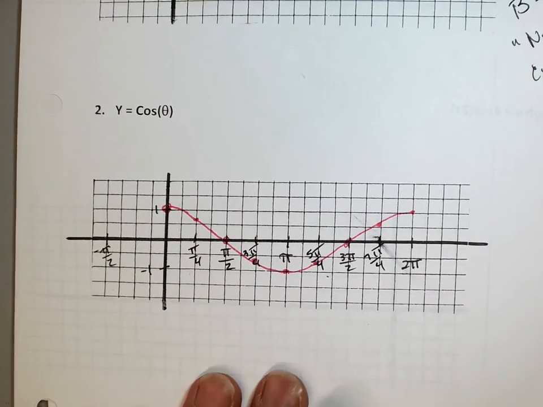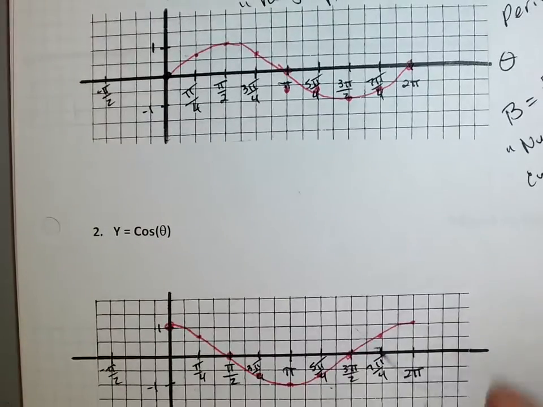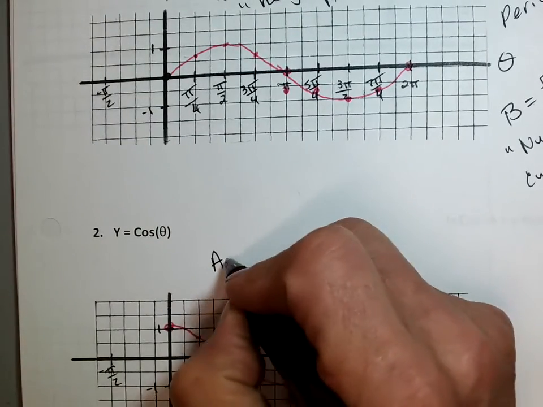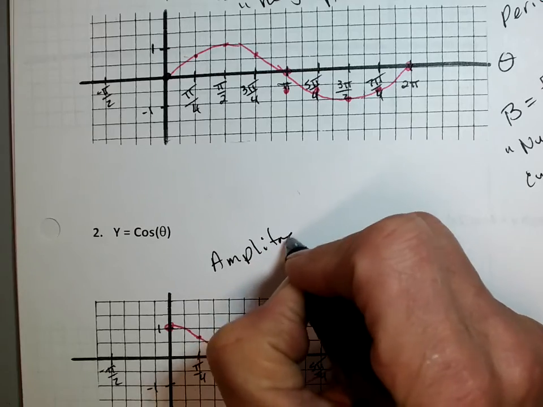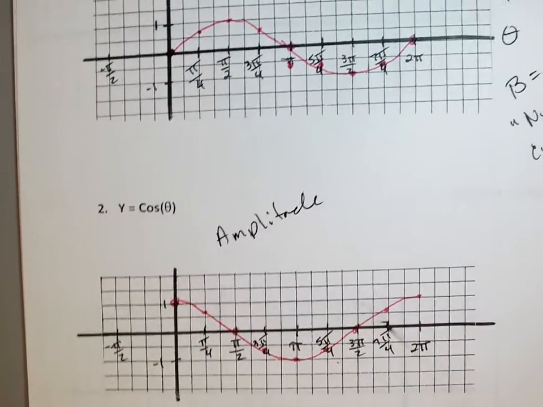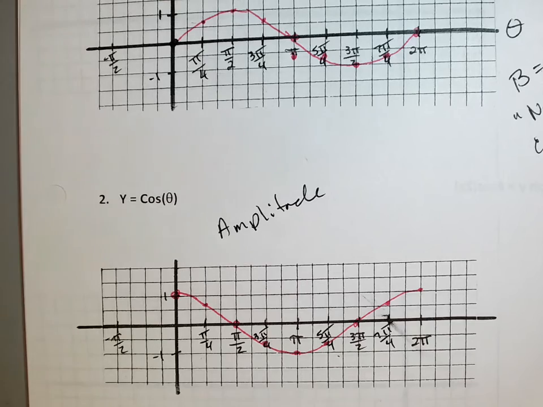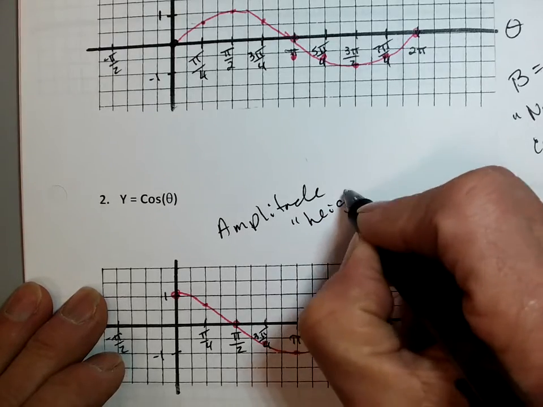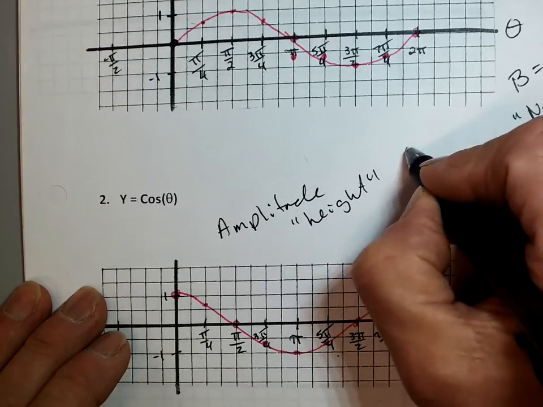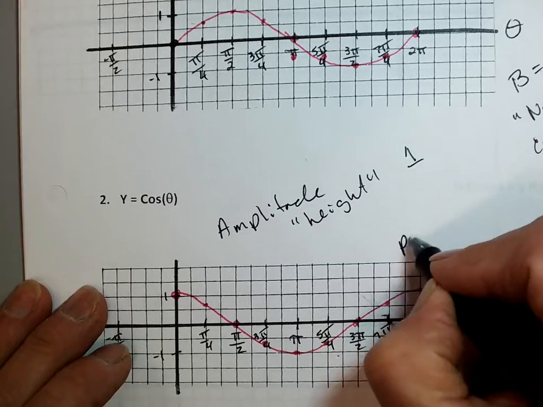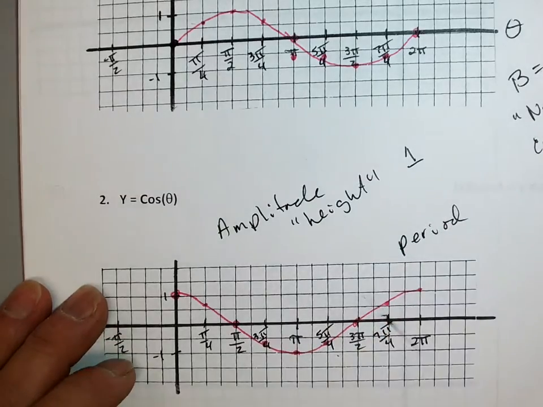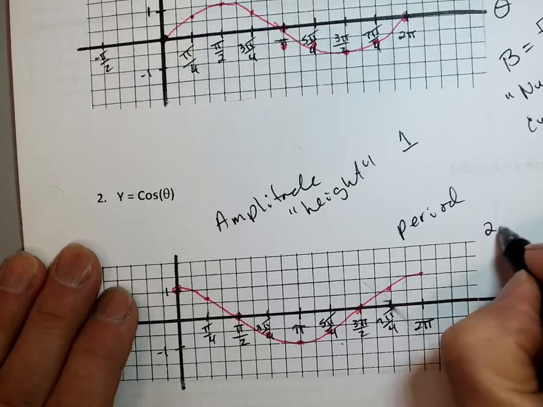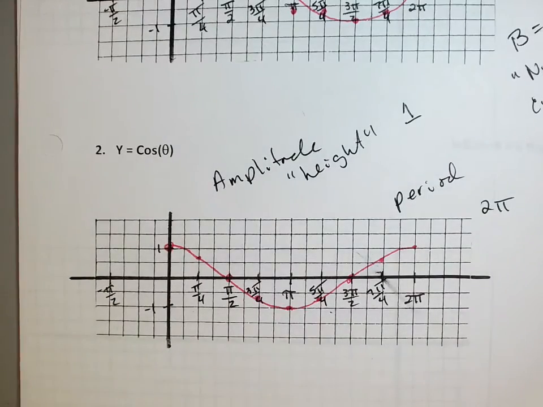Okay, so now let's ask ourselves some easy questions. First of all, what's the amplitude? Amplitude's the height, right? It has a height of 1, from 1 down to negative 1. The amplitude is the height, and the height is 1. Good job. Amplitude is 1. And the period, how wide is one curve? 2 pi. Good. And the frequency is 1 because we have one curve in 2 pi. We're going to talk more about that.